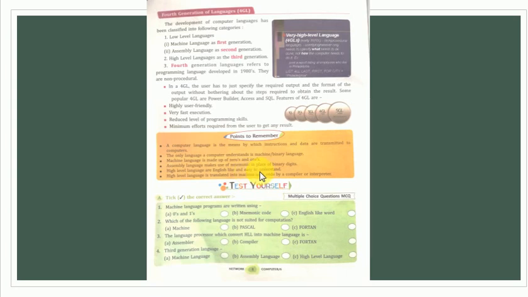So high level language is translated into machine level code by a compiler or with the help of an interpreter. So here you can see the test yourself section. Tick the correct answer; there are four questions. So you have to do in class the four tick the correct answer questions.